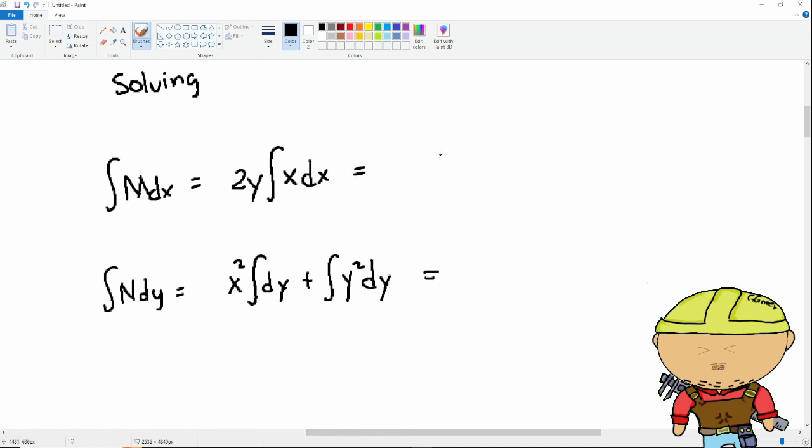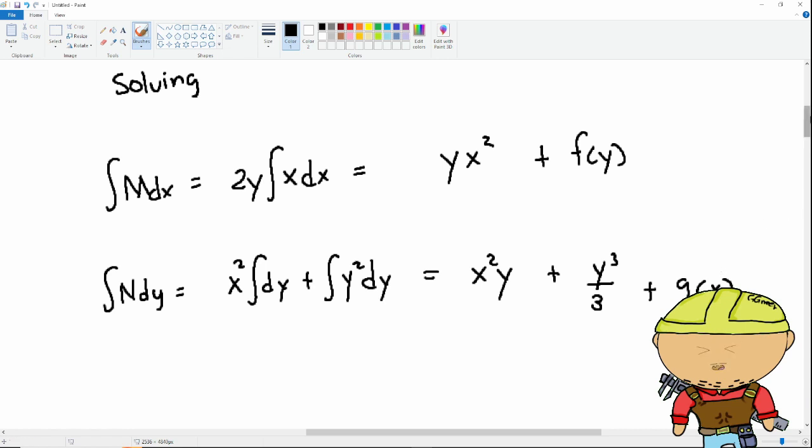Integrating both sides, we're going to have y x squared. On the bottom one, we're going to have x squared y plus y cubed over 3. Here's the additional part. When we integrate M dx, we add f of y and g of x.